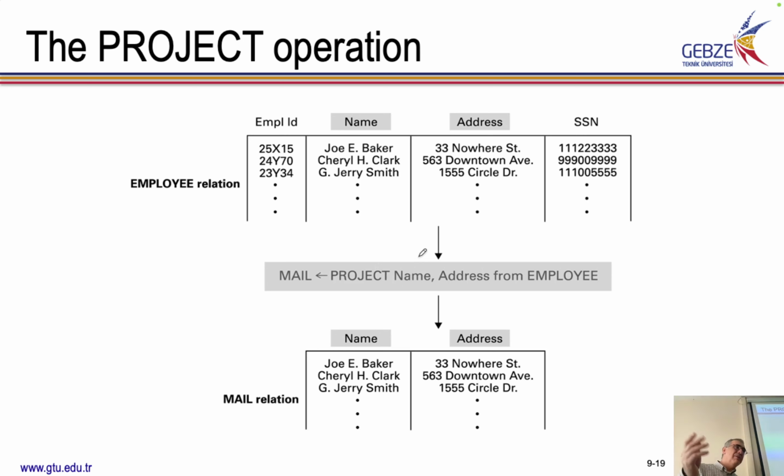So that requires project. I am not interested in GPA, but I can ask that question from student records, from the registrar. So I would do project name, address from employee, if it's name and address, or I would say project, what was it? Sex and age from students. Sex, age, and department from students. So it will create a new table. I can work on it quickly. That's what project is.